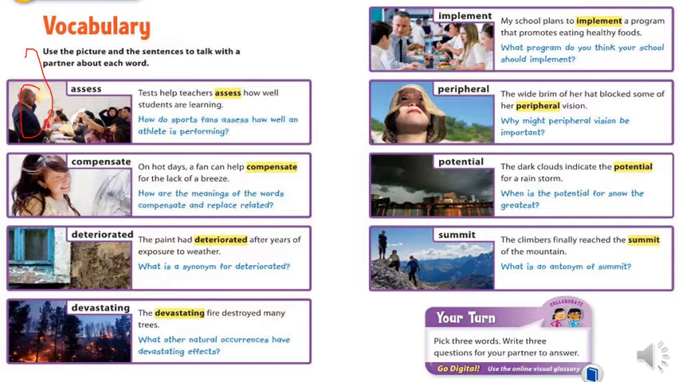Potential. The dark clouds indicate the potential for a rainstorm. It means they indicate that there is going to be a very strong rainstorm, or the signs of a rainstorm. Summit. The climbers finally reached the summit of the mountain. If you can see here, they are on the top of the mountain. So the summit of the mountain means the top of the mountain.